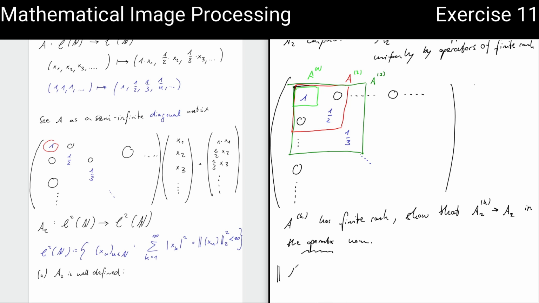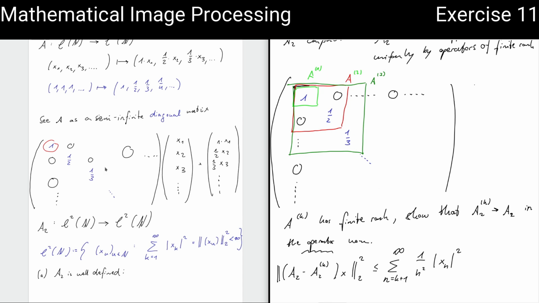So we take a look at the difference. Approximating always means taking a look at the norm of a difference and showing that it goes to 0. So we start out with the difference of A2 and A2_k. This is our kth submatrix, and we apply it to a vector x and look at the 2 norm of it. Then we see that this is smaller or equal than the norm of, so where do I start? Okay, the sum with n going from k plus 1 to infinity of 1 over n squared times x_n squared. So what is happening here?